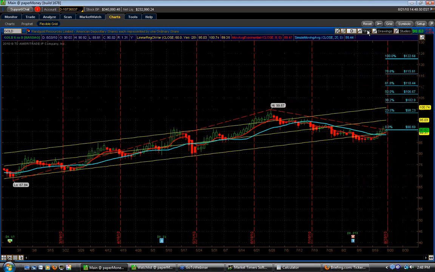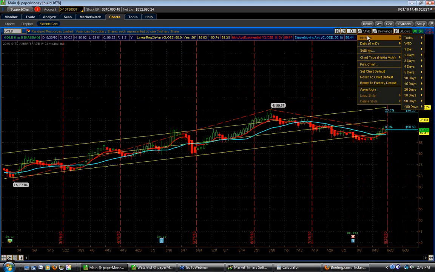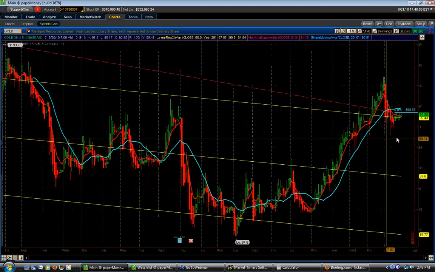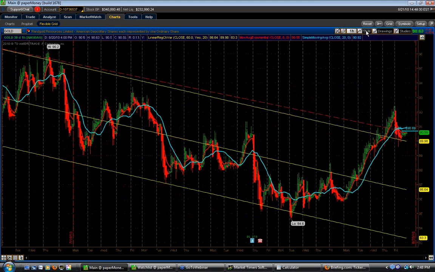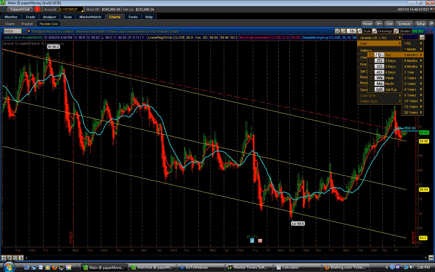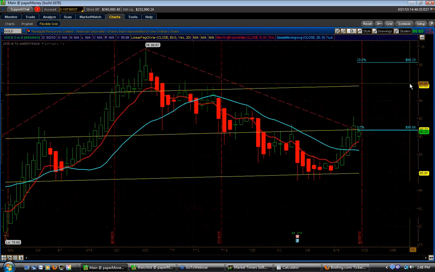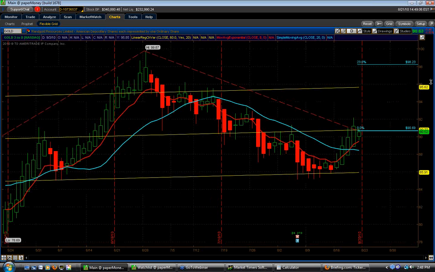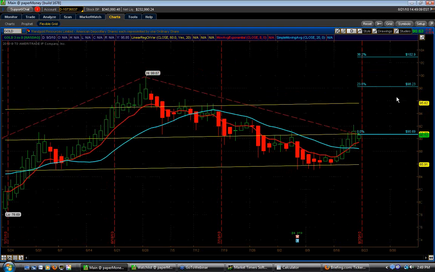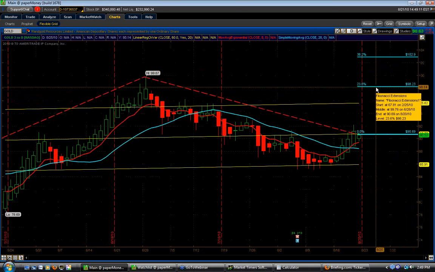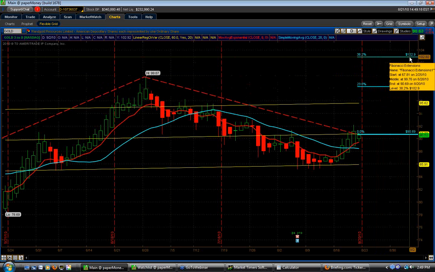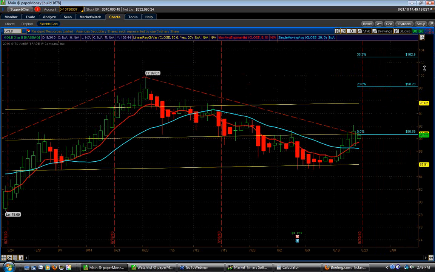Now I've got a daily chart. Let's go to something a little bit tighter time frame, 30-day hourly. Maybe we can see it better. Nope. So these would be currently resistance. If they bust through it, it's going to become support. If they bust through that, that support becomes resistance, and so forth and so on.